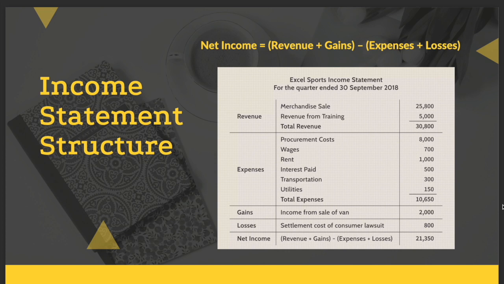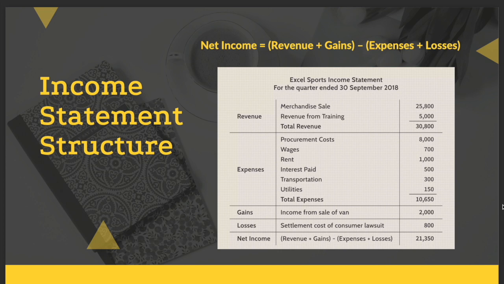Income statement structure. To understand the above details with some real numbers, let's assume that a fictional sports merchandise business, which additionally provides training, is reporting its income statement for the most recent quarter. It received 25,000 from the sale of sports goods and 5,000 from training services.